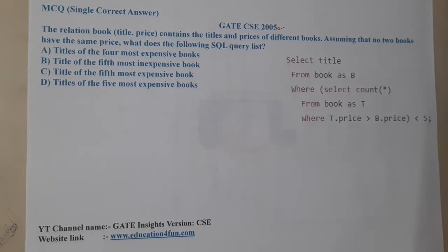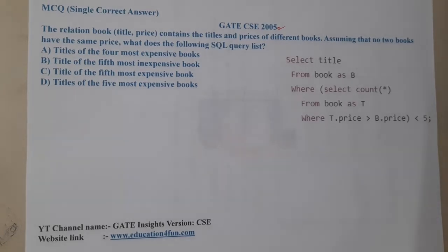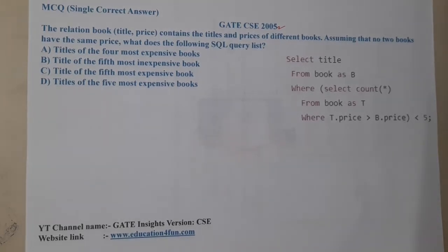Did they clearly say that the count of the books is 5, guys? I think I read somewhere it is 5, right? The relation book (title, price) contains the title and price of different books. Assume that no 2 books have the same price. What will be the output of the following SQL query?